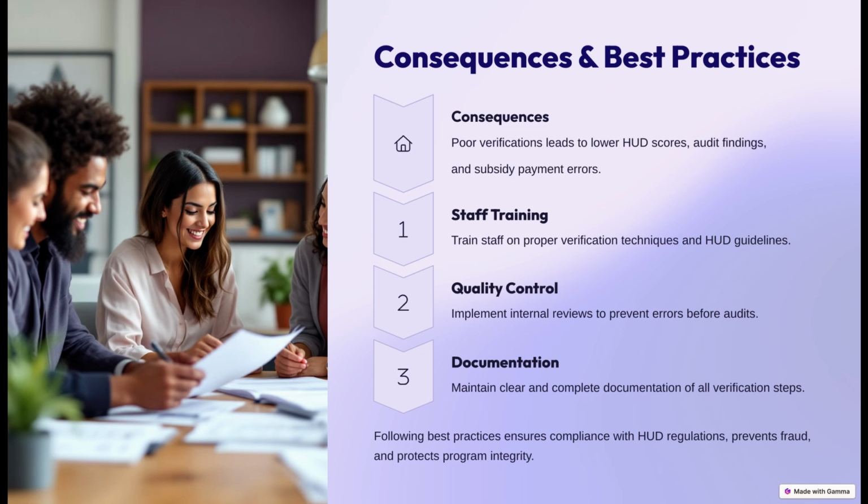To avoid these issues, here are some best practices. 1. Staff training. Make sure all staff are trained on proper verification techniques and HUD guidelines. 2. Quality control. Implement internal reviews to catch errors before audits. 3. Documentation. Always maintain clear and complete documentation of all verification steps. Following these best practices ensures compliance with HUD regulations, prevents fraud, and protects the integrity of housing programs.